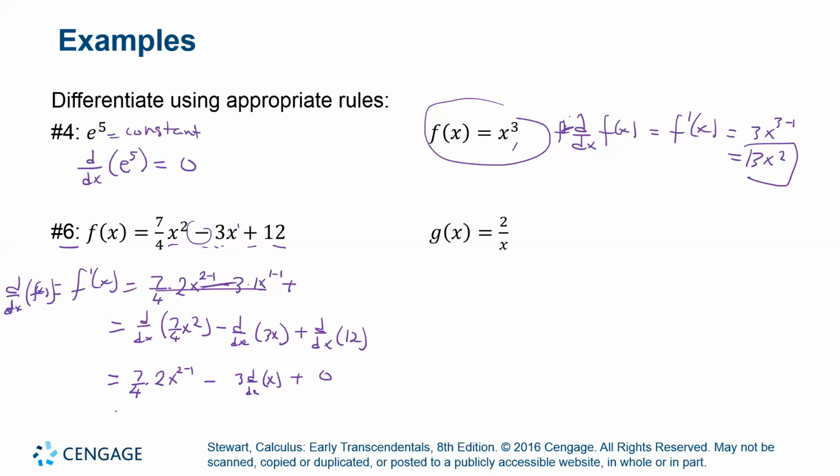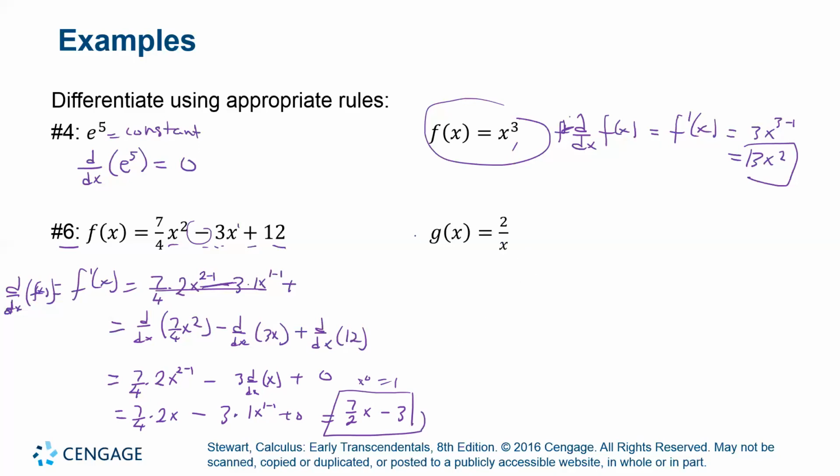And so if we simplify this, this would be 7 over 4 times 2x. Now 3, if we differentiate x, this would be 1, and then x raised to 1 minus 1, plus 0 there. So that is going to be 7 over 2 x minus 3, because we have x raised to 0, that is 1. So 1 times 1, that is 3. So this will be your answer to that.